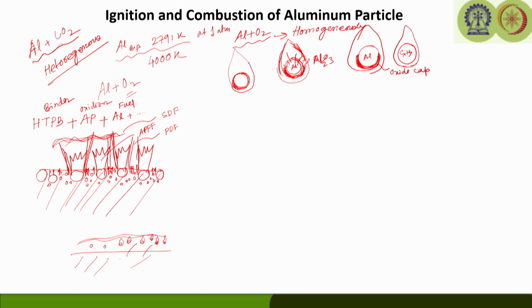If you look a little closely at the model that exists there, this is the typical smoke trail. What I was talking about is that if this is the aluminum particle, the oxide cap is going to come here and cover the bottom of the particle. So, this is the oxide cap.